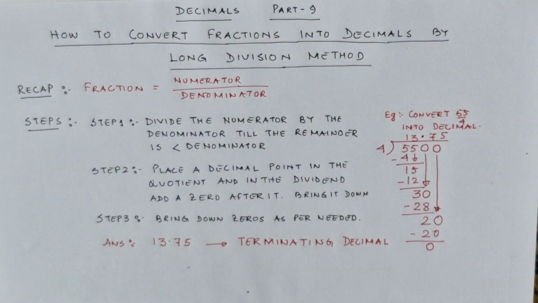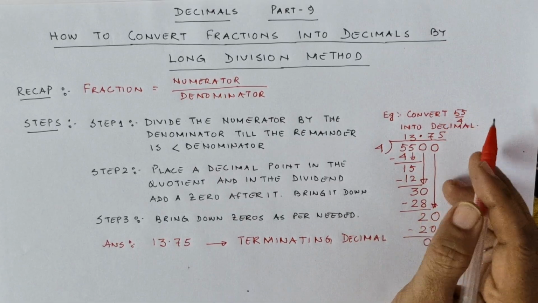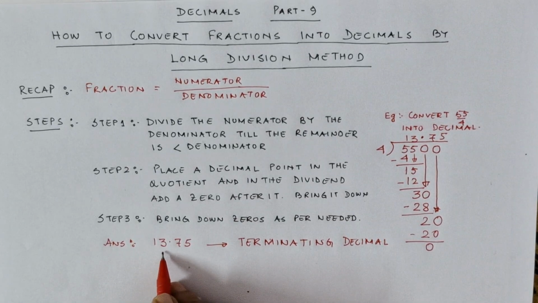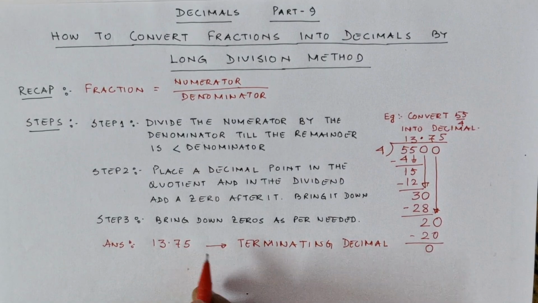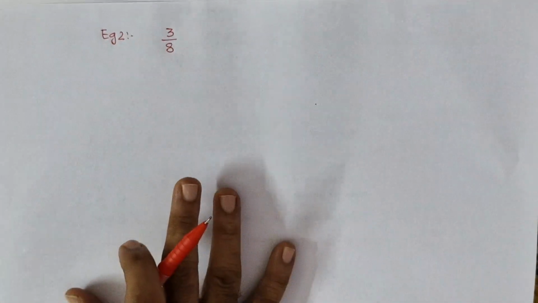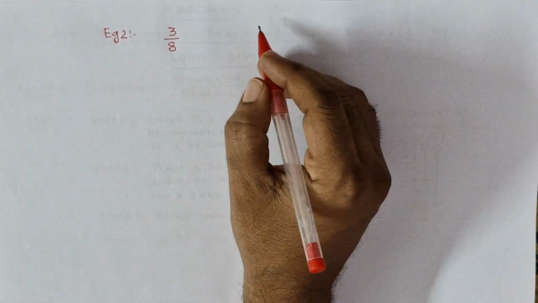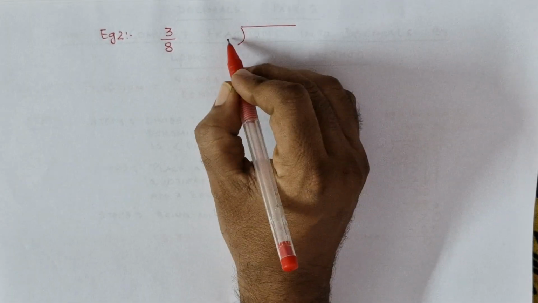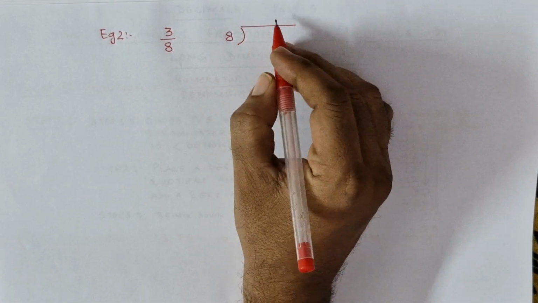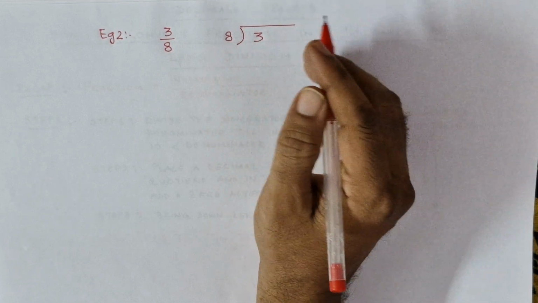Now how to do it? As in the first example, as it was an improper fraction, there was a whole number, because improper fractions are all greater than 1. So see, 13.75. Now proper fractions are all less than 1, you know it. So let's take this example 3 by 8. Very simple, we'll do it in the same way. 8 is the divisor. In the dividend we'll take 3. Now 3 is less than 8, so we can't divide.